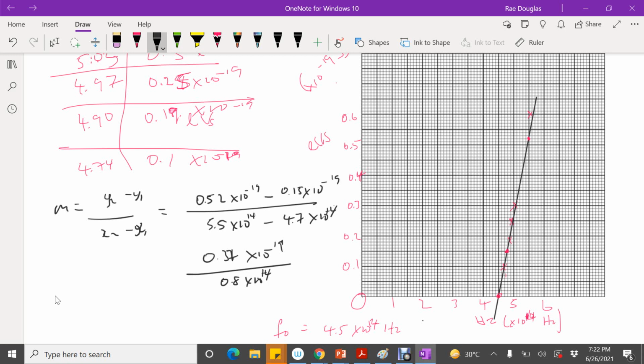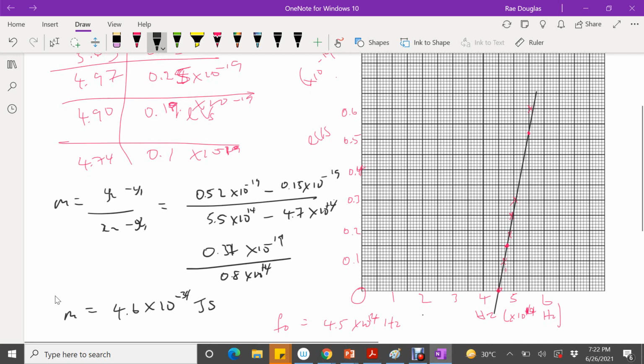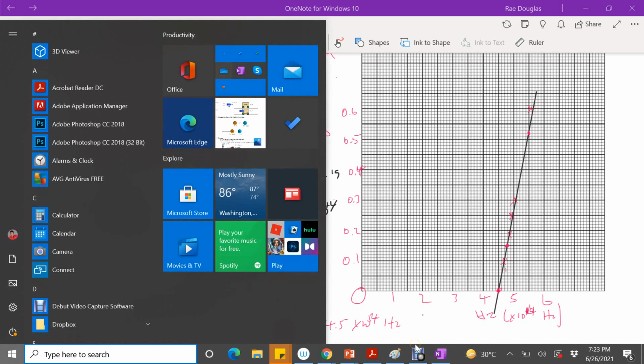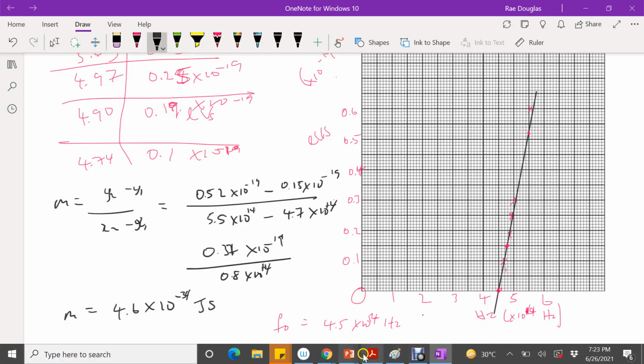Alright, so based on this now, the values are, based on the values I get here, I get this, right? It's not completely close to Planck's constant, but that is what the graph is showing us. So we're now going to go back over to this part.